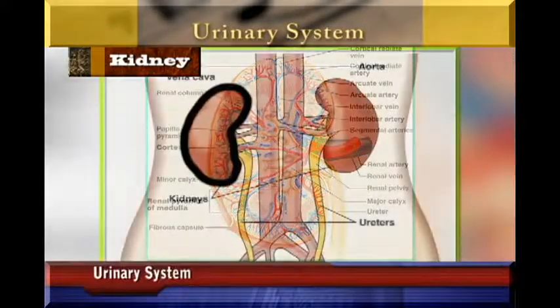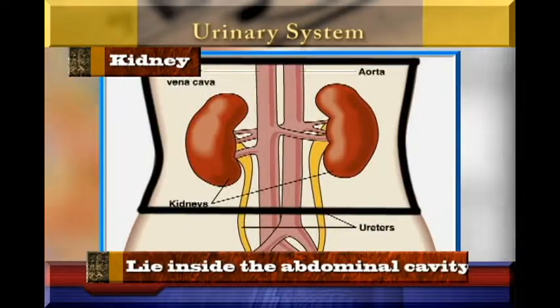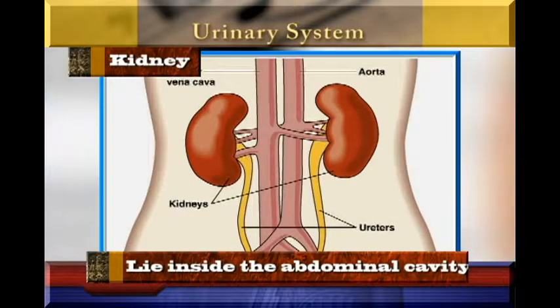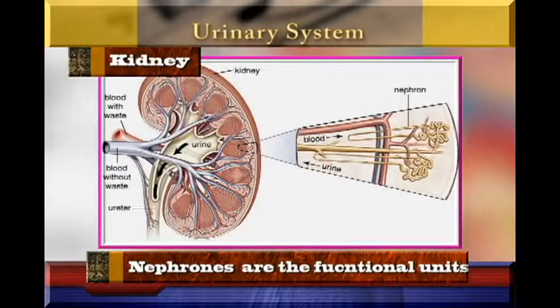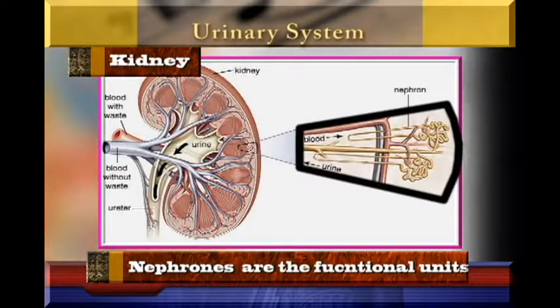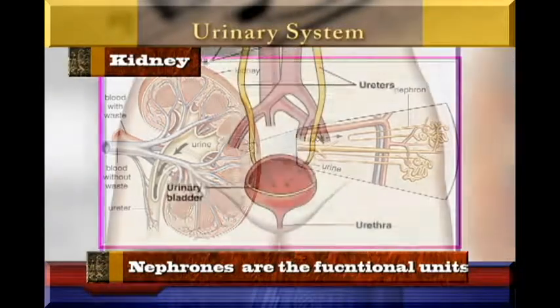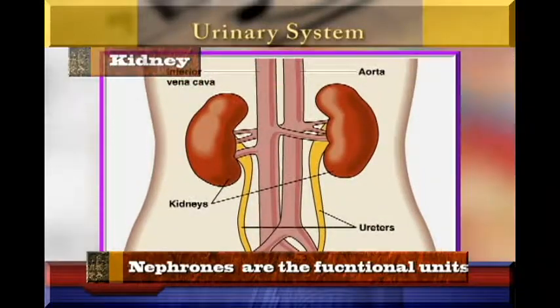We have seen that the kidney is bean shaped, and it lies inside the abdominal cavity of the body. So you find also that the structural and functional units of the kidney are the nephrons. After seeing the structures and the content of the urinary system and the structure of the kidney, next time when we come back, we shall talk about the structures of the nephron.